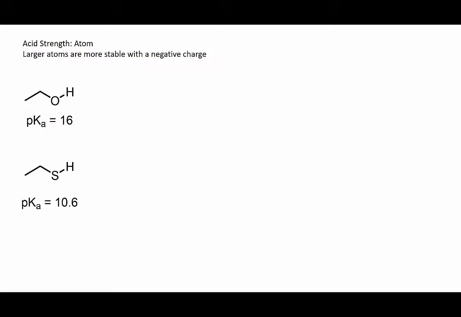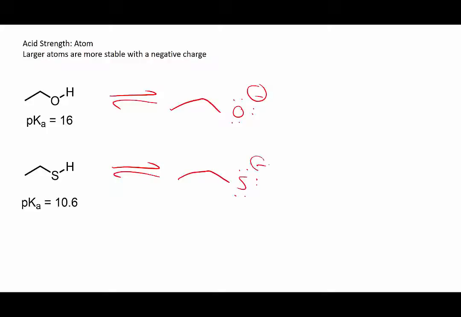In addition to the electronegativity of the atom, you also have to consider the size of the atom. Ethanol, again, if we look at this, will generate a negative charge on the oxygen. Meanwhile, if we replace the oxygen with the sulfur atom, we generate a negative charge on the sulfur. You'd think, well, they're both relatively electronegative, they're in the same period, what's the difference here? Why is the sulfur-containing compound 10 to the 6 times more acidic? 10 to the 6 is a million. Why is this a million times more acidic than ethanol?